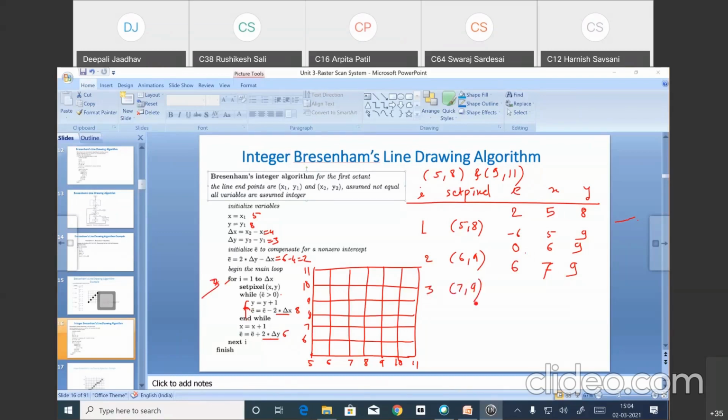Sorry, I forgot to draw here. It is 5, 8. It is here, the first pixel. The second is 6, 9.